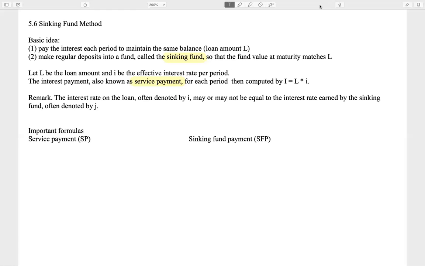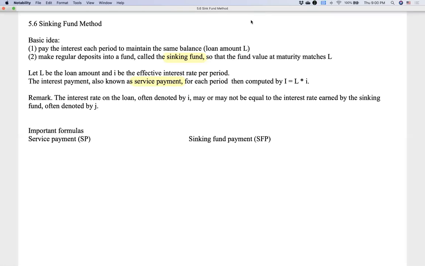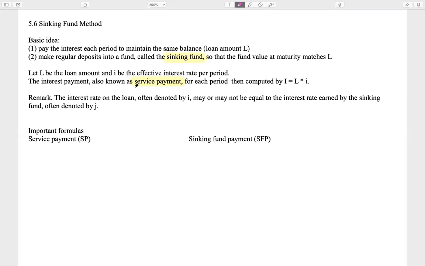Let's introduce some notation. That's actually the same. Let L be the loan amount, and i be the effective interest rate per period. This is the interest rate on the loan. The interest payment, often we call it the service payment, is obviously the original loan amount times the interest rate. That part is obvious. Just remember this term is called service payment.